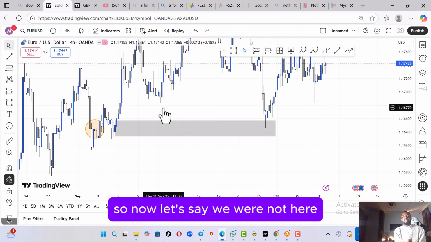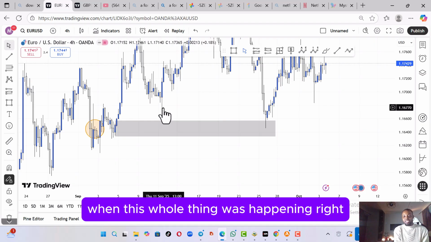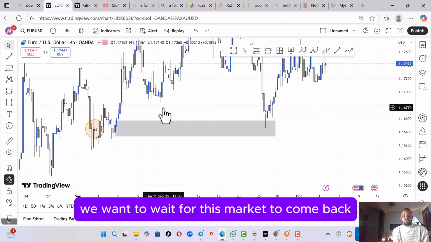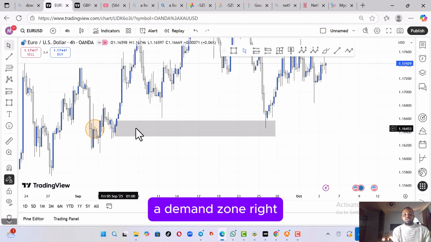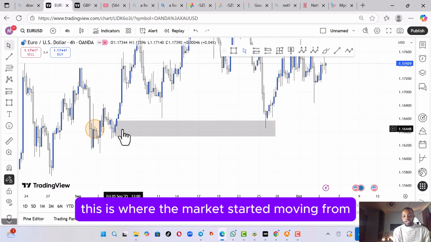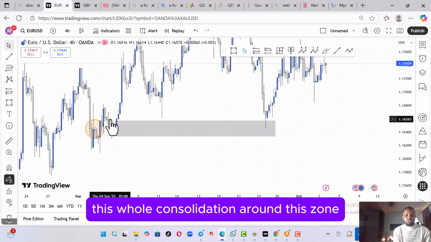So now let's say we were not in the market when this whole thing was happening, right? Now what are we going to do? We want to wait for this market to come back and fill all these orders here, right? Because this is a demand zone, right? This is where the market started moving from. You get my point? This is the candle that broke out this whole consolidation around this zone.